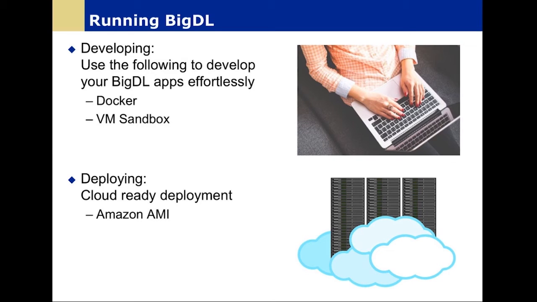So I'm going to show you here how to run BigDL. We have offered several different options for getting you started immediately in developing your BigDL apps. One of which is a Docker container, which I'm going to demonstrate in this video. We also additionally have a VM Sandbox that will be better for some users, and I'll explain the situations where that can be true as well. And also we have a deployable cloud-ready Amazon AMI ready for deployment in the cloud as well. So we have a lot of different options, and it's our goal that you should be able to immediately get going with BigDL.